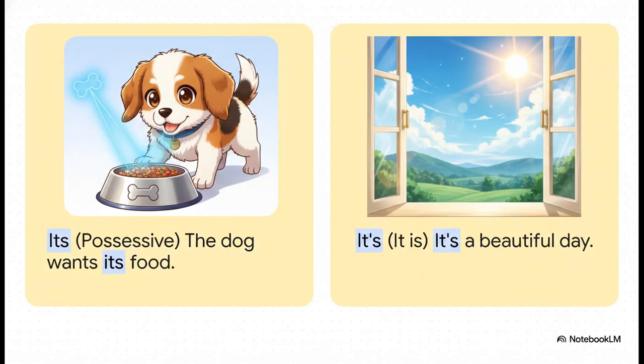Okay, the classic battle, it's versus its. They sound exactly the same, which is why they're so tricky. But the rule is actually super simple. Its with no apostrophe shows ownership. The dog wants its food. It's with an apostrophe is just a short way to say it is, like it's a beautiful day. That's all there is to it.